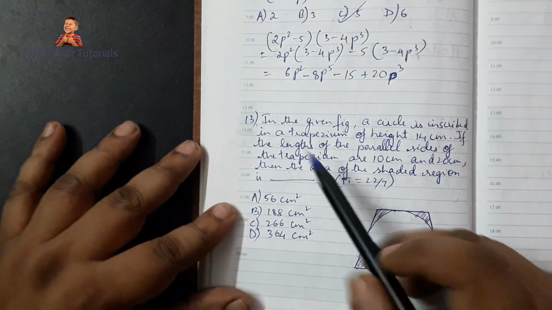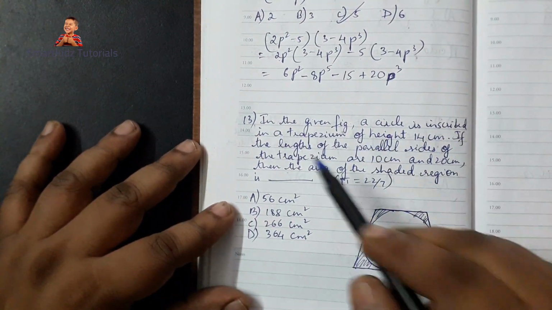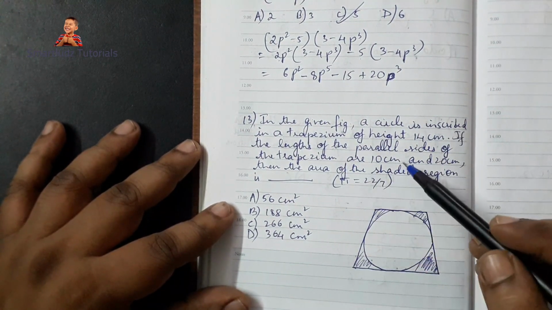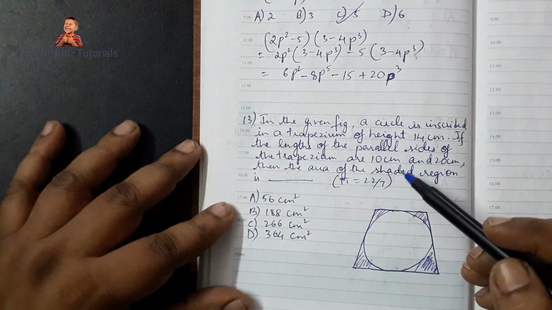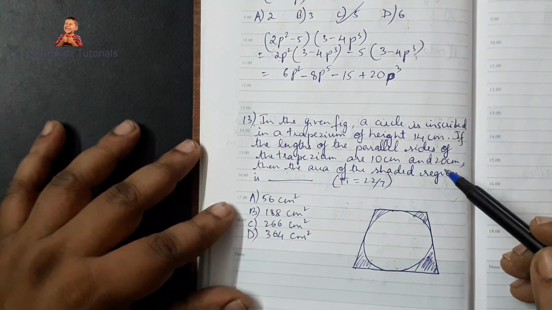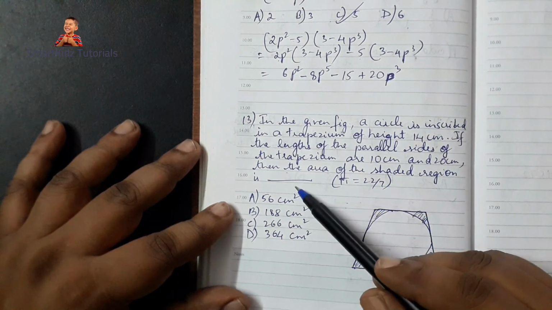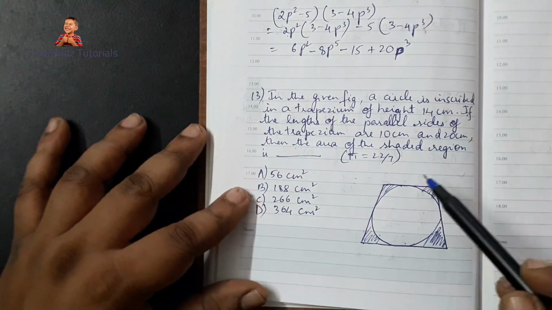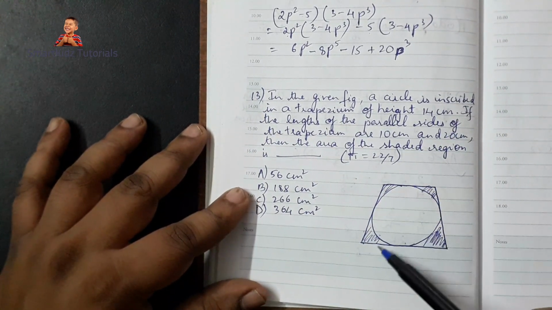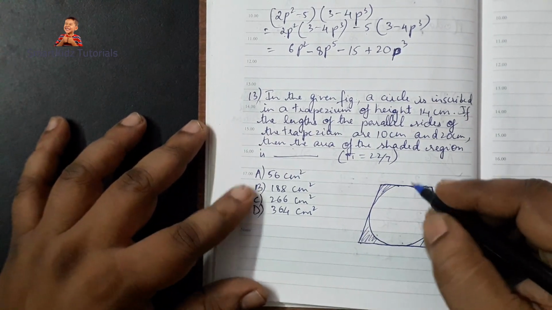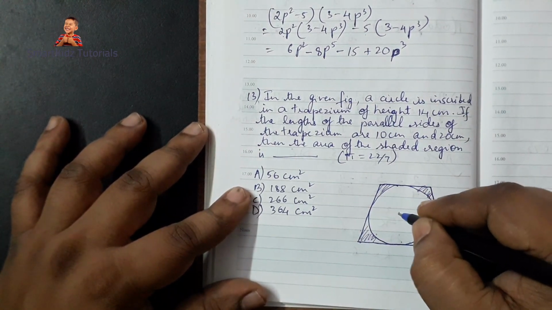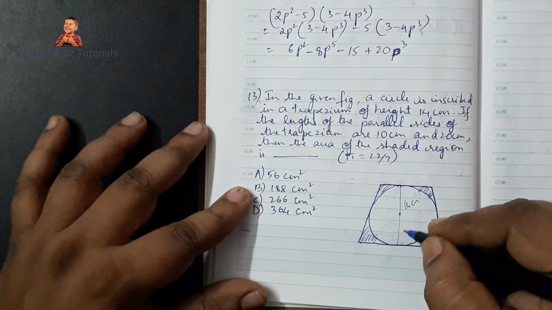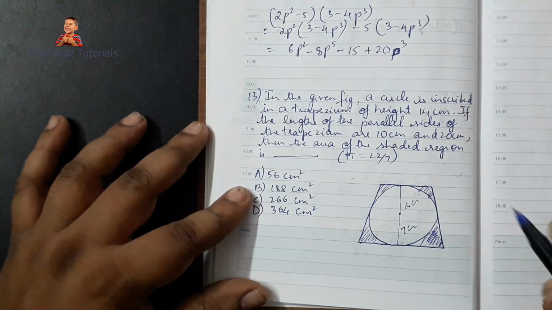Next problem, 13. In the given figure, a circle is inscribed in a trapezium of height 14 cm. If the lengths of the parallel sides of the trapezium are 10 cm and 20 cm, then the area of the shaded region is dash, and pi has to be taken as 22/7. So we are given a circle inscribed in a trapezium, and it has a height of 14 cm. That will be the diameter as well as the height, 14 cm. That means the radius will be 7 cm.